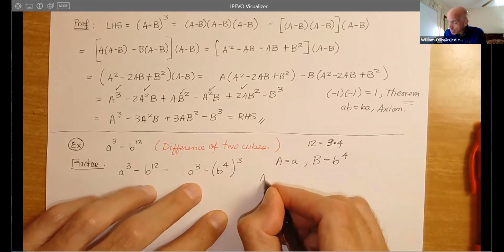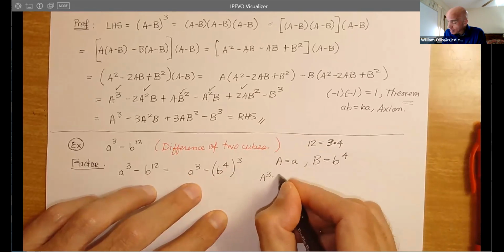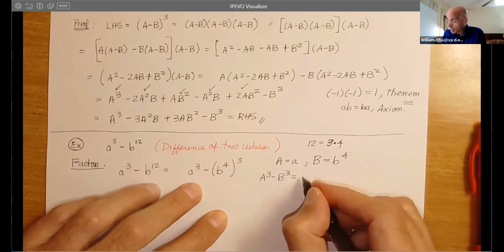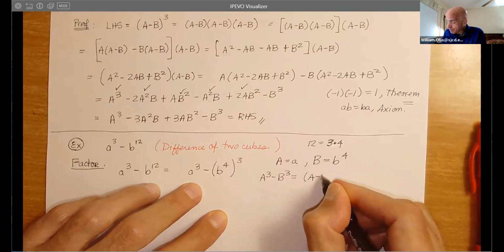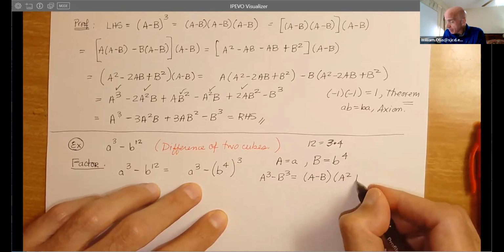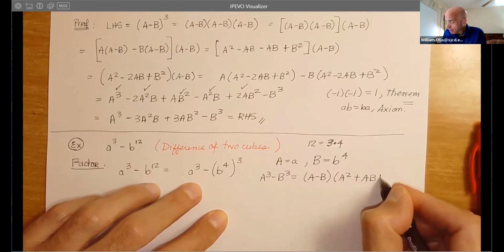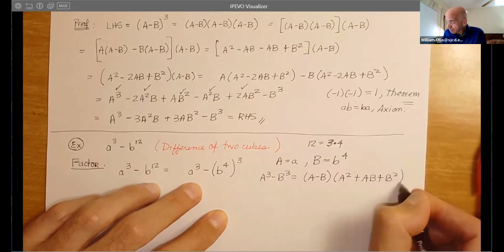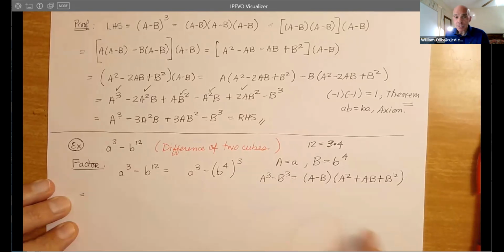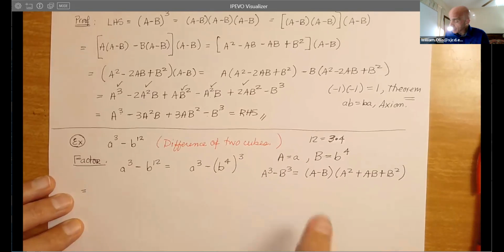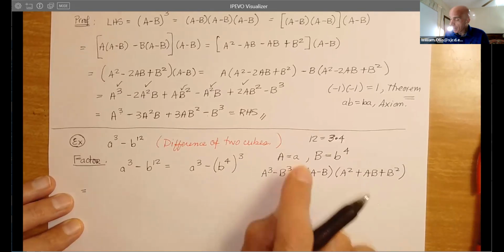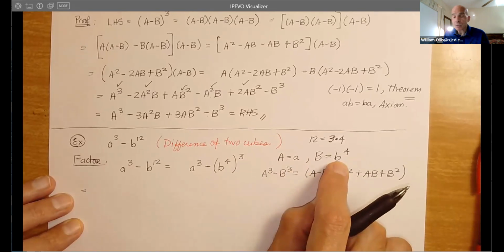Let's remind ourselves, A cubed minus B cubed. Until you get used to these, you really need to write them down. We'll have A minus B times A squared plus AB plus B squared. Okay? So now all we have to do is fill it in. That is, now for A, we'll replace it with lowercase a, and for B, we'll replace it with b to the fourth.